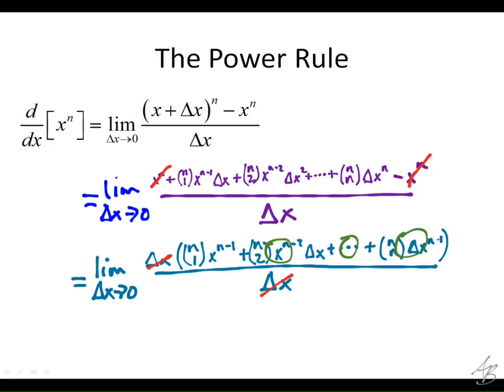And so what we end up with is, we can take the limit off now because we plugged 0 in for delta x. We end up with n choose 1 times x to the n minus 1. So the only question we have left to answer is, what is n choose 1? If you have n objects, how many different ways can you choose one of them? N.